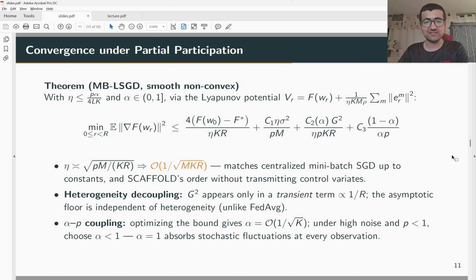Third, the alpha p coupling gives concrete tuning advice. Optimizing the bound suggests alpha on the order of 1 over square root of K, and in particular, under high noise and sparse participation, you want alpha strictly below 1. With alpha equal to 1, the buffer swallows the stochastic noise of every single observation. Keep this in mind because it will explain what we see in the ablations.